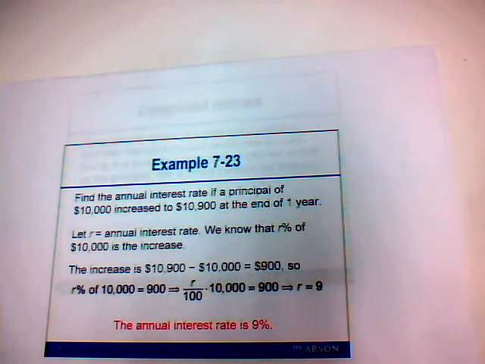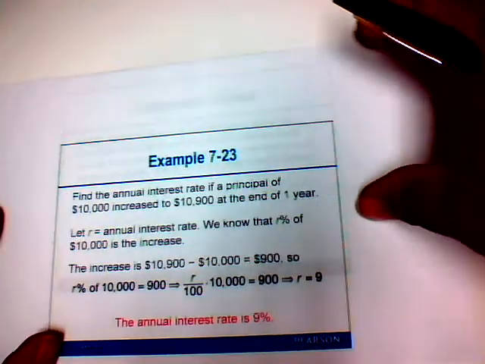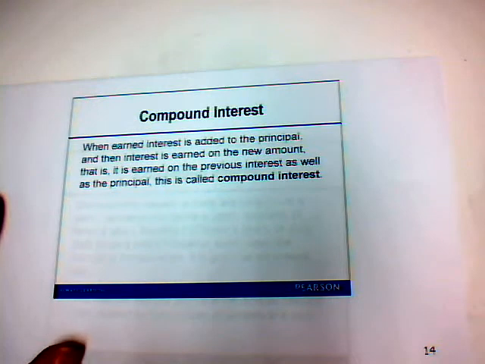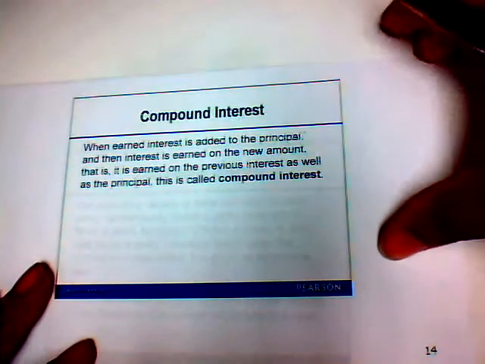Okay, so the annual interest rate is 9%. Next, we'll look at compound interest. When earned interest is added to the principal and then interest is earned on the new amount, that is, it is earned on the previous interest as well as the principal, this is what we call compound interest. I usually call it interest on top of interest, which will be compound interest.